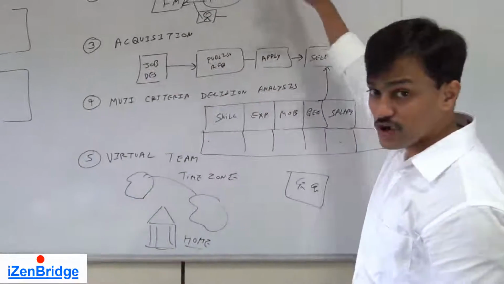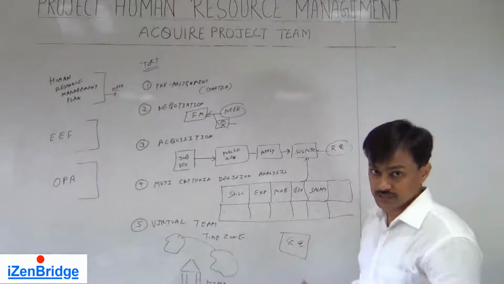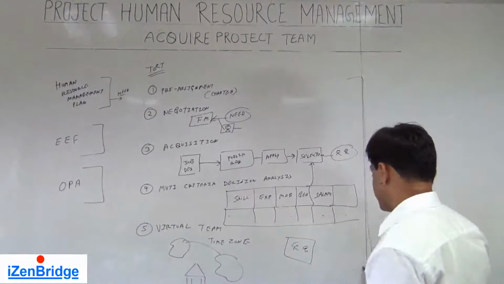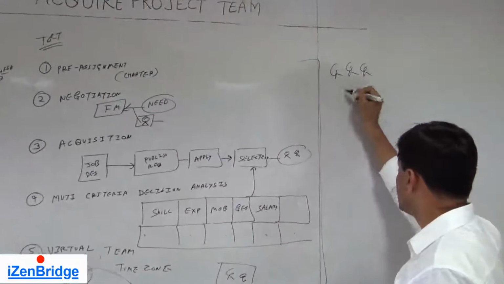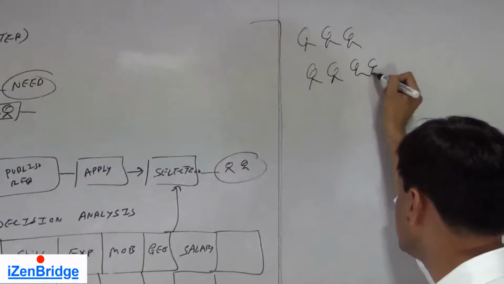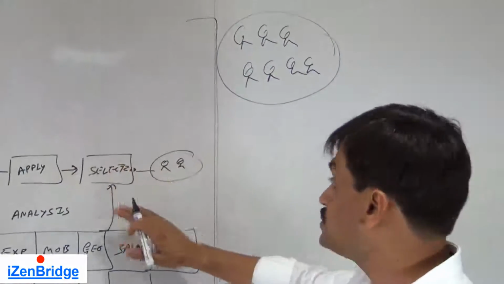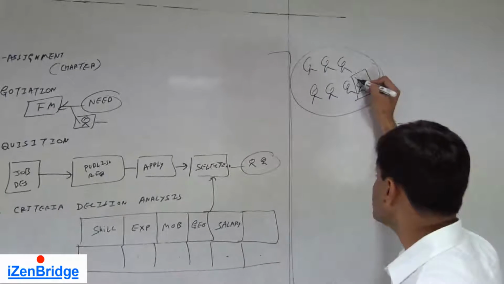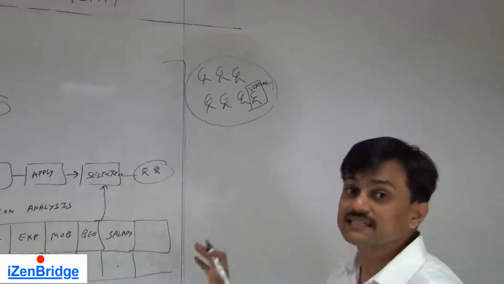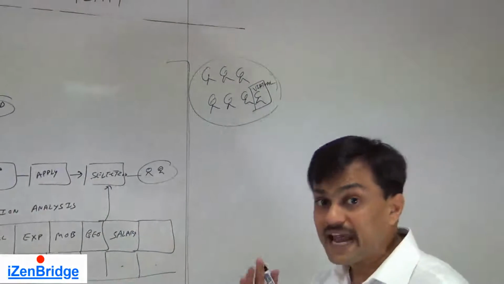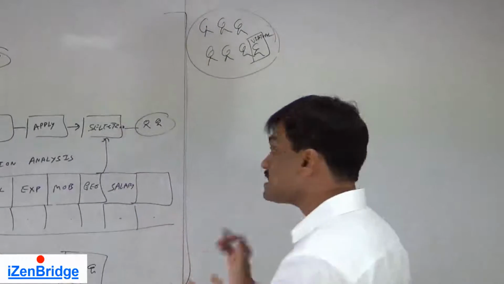Now, after applying all these tools and techniques, each of which may give you some human resources, at the end you should get people who are assigned to your project, maybe coming from pre-assignment or negotiation or acquisitions, or some of them are virtual. But finally, you get project staff assignment. That is an output of acquire project team, project staff assignment.